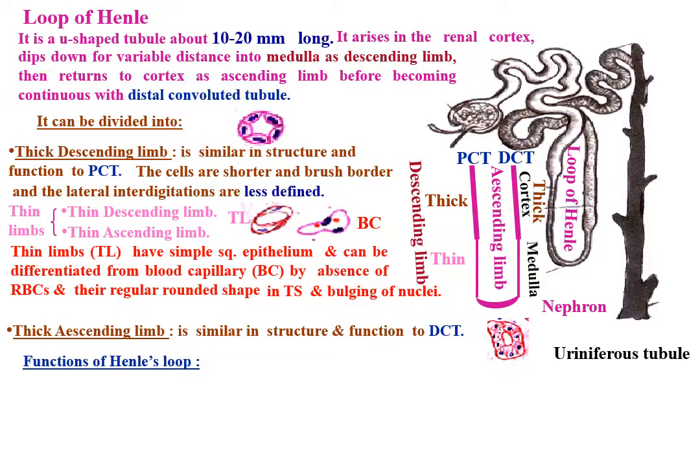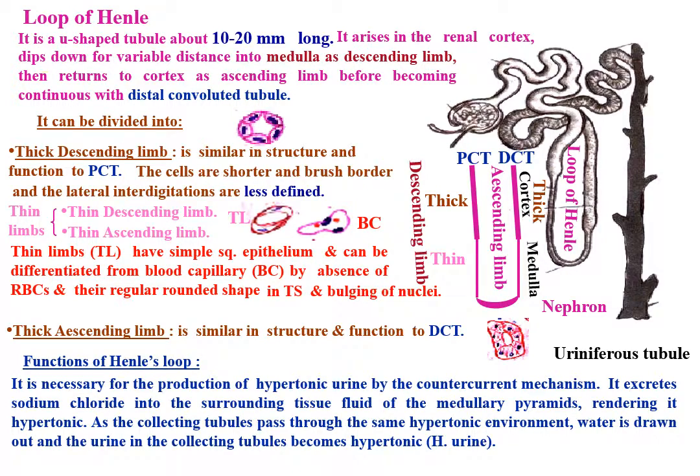It is necessary for production of hypertonic urine by the countercurrent mechanism. It excretes sodium chloride into the surrounding tissue fluid of the medullary pyramids, rendering it hypertonic. As the collecting tubules pass through the same hypertonic environment, water is drawn out and the urine in the collecting tubules becomes hypertonic.